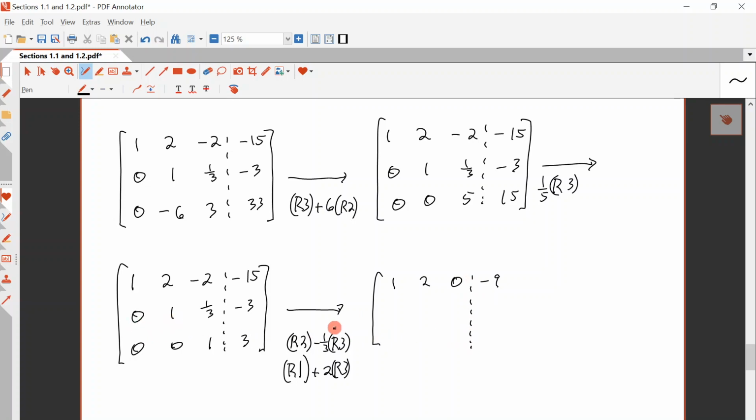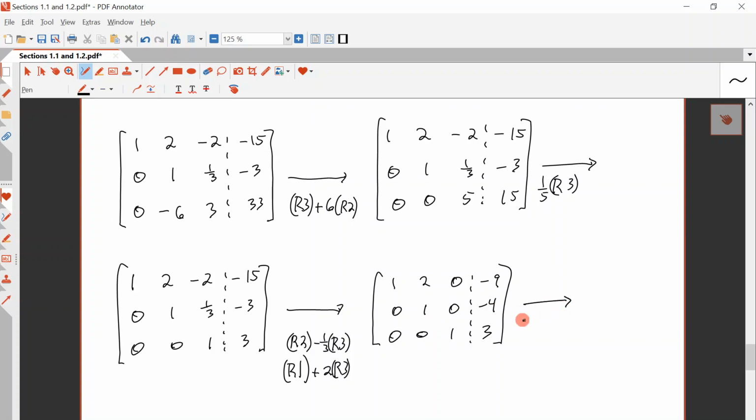And then 0 minus 1/3 of 0 is 0. 1 minus a third of 0 is still 1. And then 1/3 minus 1/3 is 0. Right? And then minus a third of that, so minus 3 minus 1 is minus 4. And then the third row stays the same. Right, so this says z is equal to 3, y is equal to negative 4.